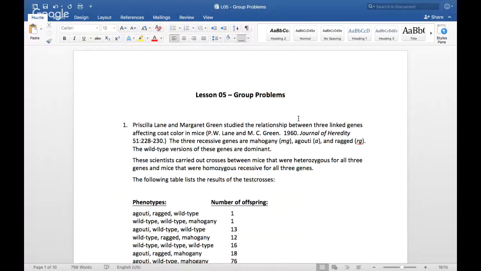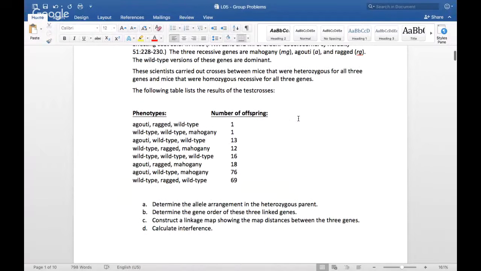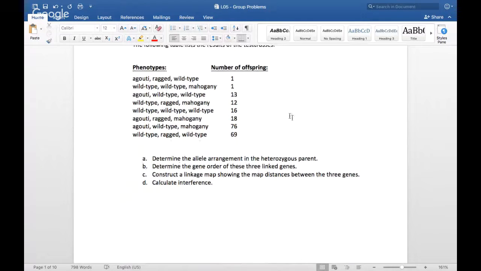Okay, lesson 5 group problems by Brady and Spencer. We're going to start with number 1, same thing we've been doing all week. Determine the allele arrangement in the heterozygous parent.